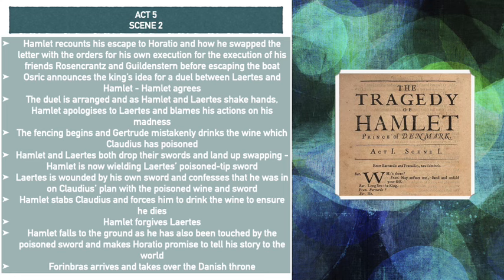He's been responsible for killing Polonius' father, and he thinks that he might also be responsible for Ophelia's death as well. And so Hamlet does apologize, but he also blames it on his madness, so it's not perhaps a true apology in that way. The fencing begins, and Gertrude mistakenly drinks the wine which Claudius has poisoned.